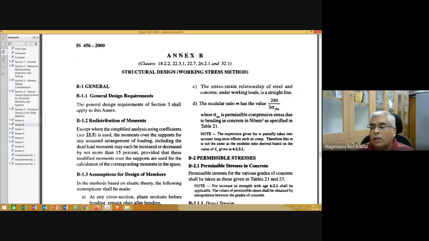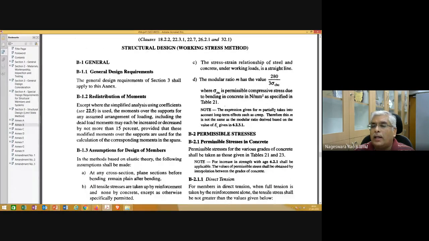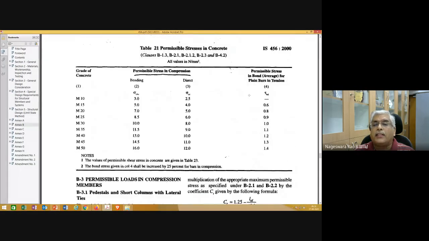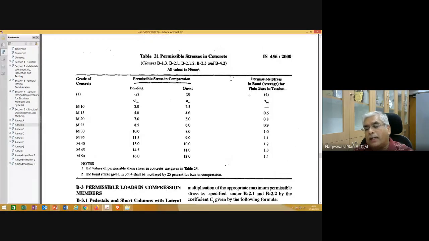Now let's see permissible stresses. Under that you have permissible stresses in concrete as well as permissible stresses in steel reinforcement. Table 21 gives you the permissible stresses in concrete. For different grades of concrete, what are the permissible stresses?